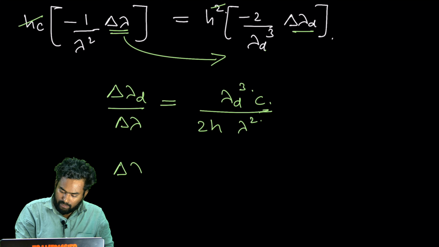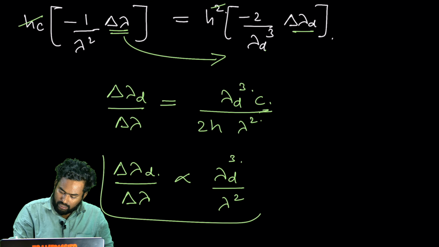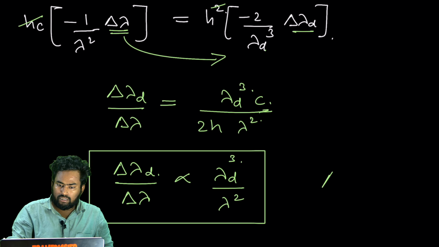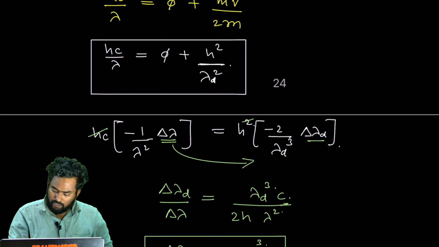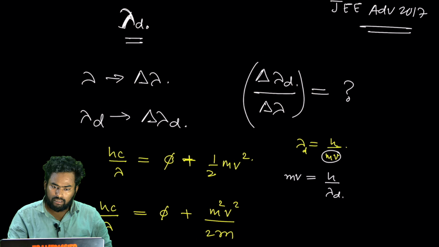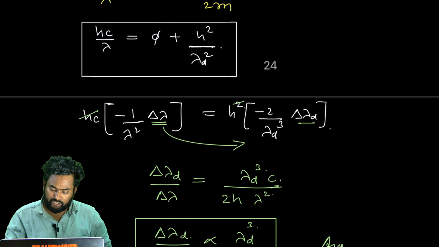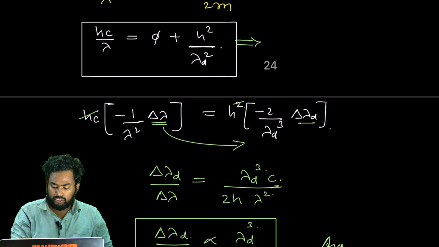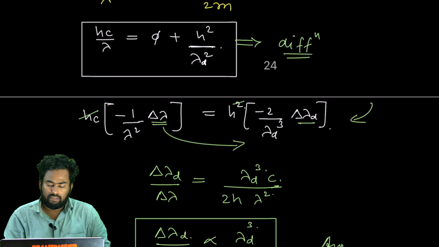They are asking basically proportionality. So delta lambda d by delta lambda is proportional to what? Lambda d cube upon lambda square. So this is our answer to this problem. The differentiation part is a little bit difficult, but if you focus on it once, you will be able to understand easily how I have differentiated it. This is the equation that I am differentiating, and after differentiating I get this expression. Instead of d I have taken delta, so no problem.